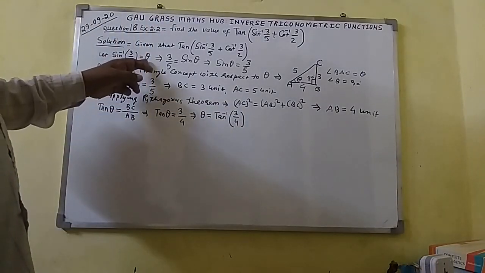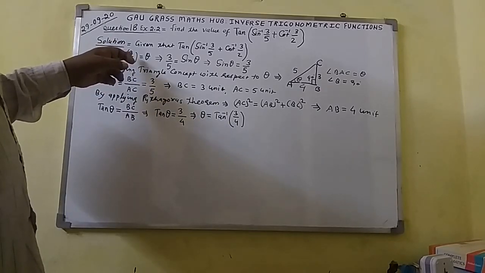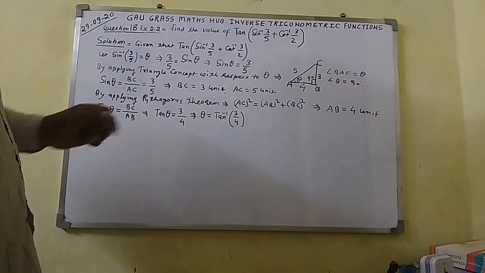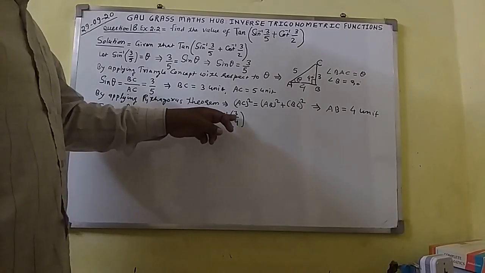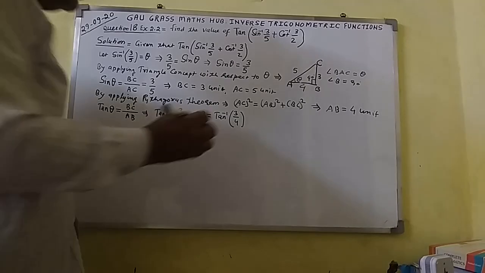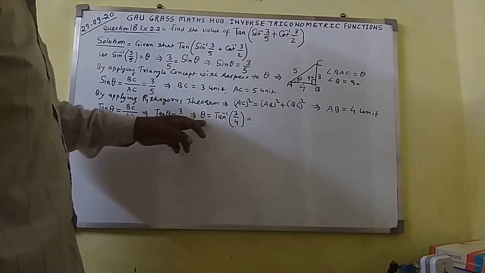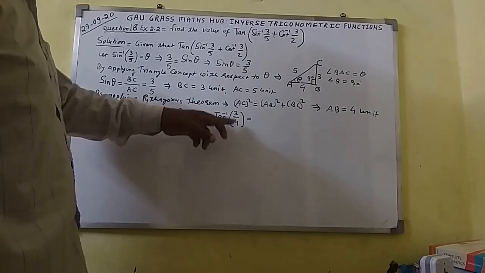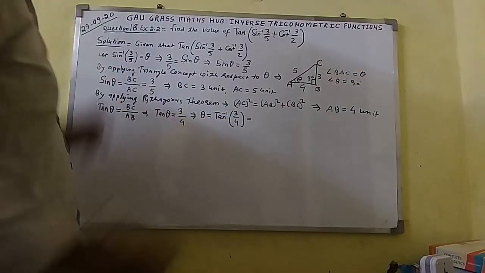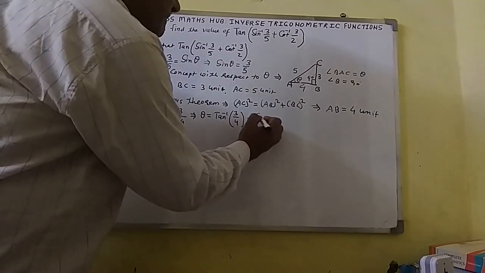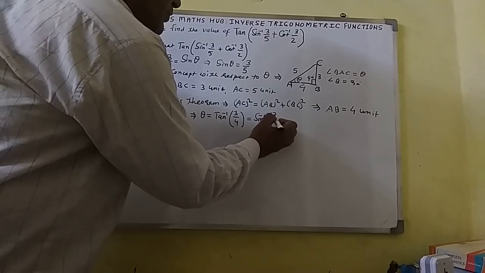Here you have got tan inverse 3 over 4 equal to theta. So theta equals tan inverse 3 over 4, which equals sin inverse in bracket 3 over 5.